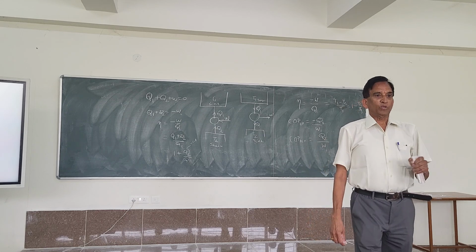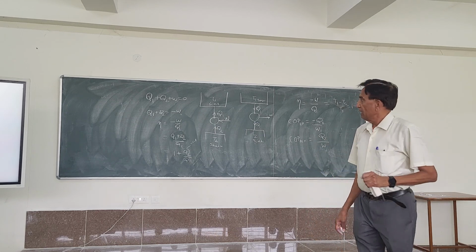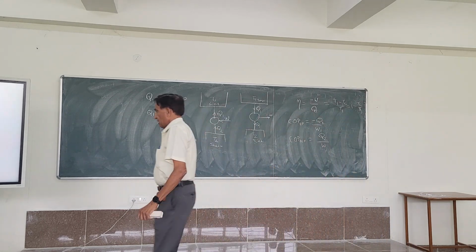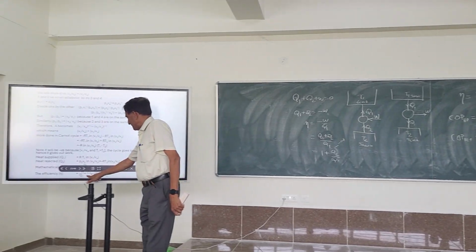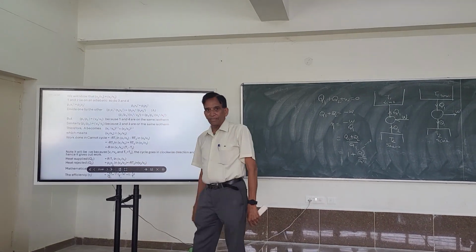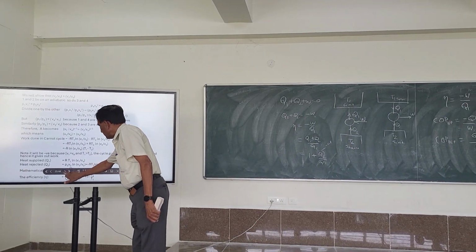How much heat do I have to throw out? This is what we have to find out next, so we'll see that in a moment. Now let me go back. The efficiency is simply 1 minus Q2 by Q1. You will get there. Now let's go to the next slide.